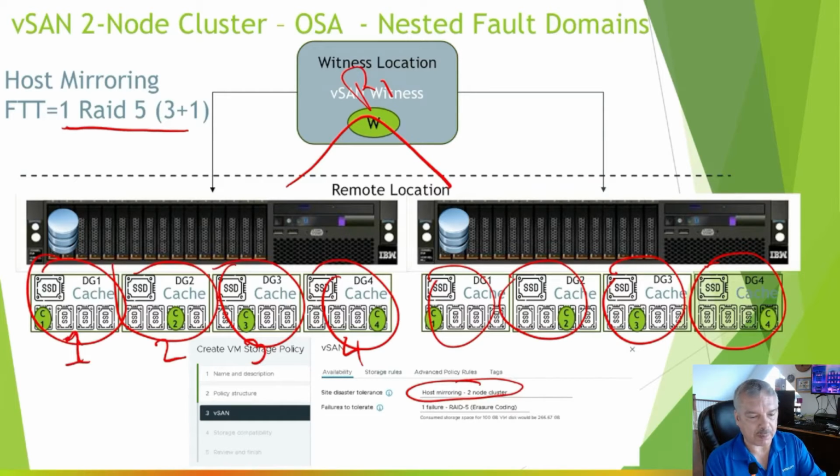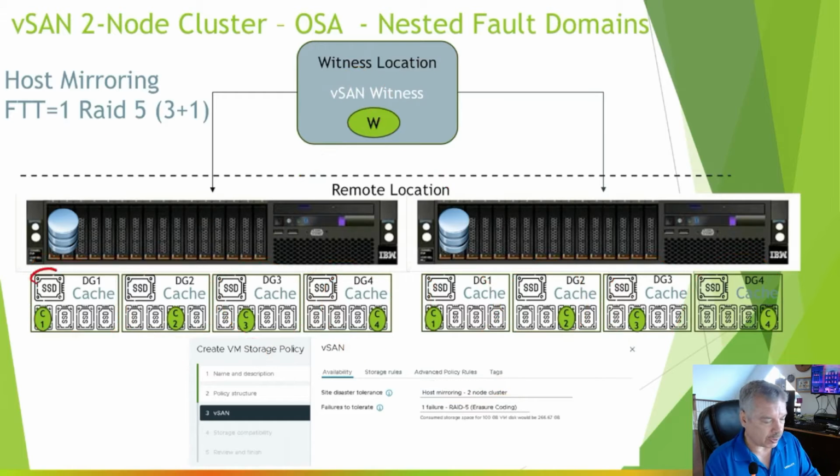This can get pretty expensive as well, because guess what? Each disk group needs a cache device, okay? So that gets a little costly there, but it's a lot cheaper than doing the RAID 1, okay? I don't need 400 gigs of storage type of thing, okay?